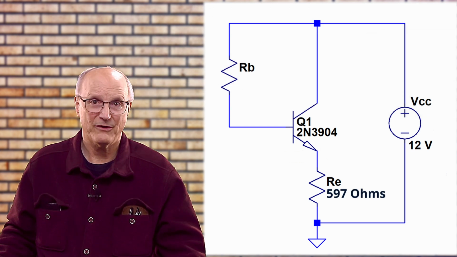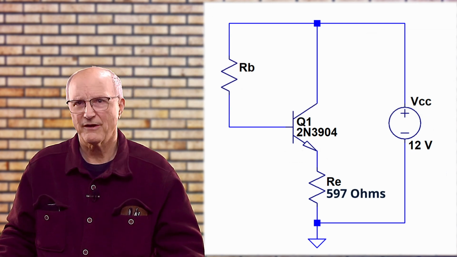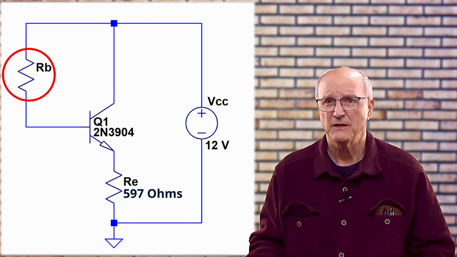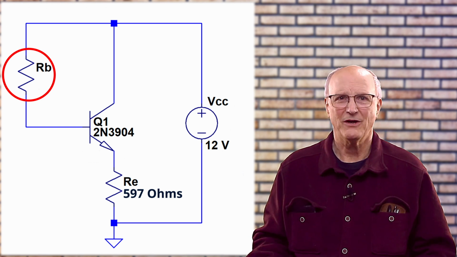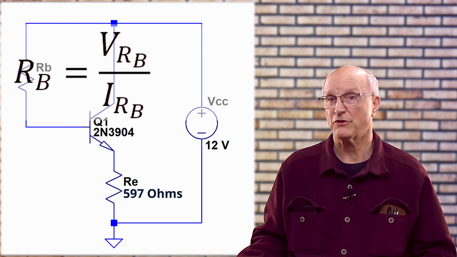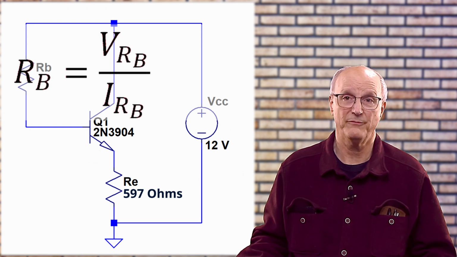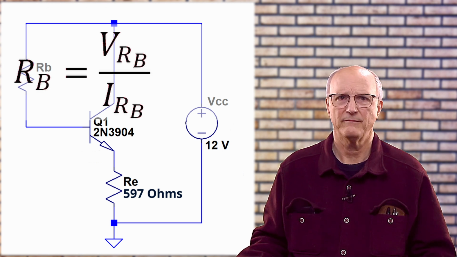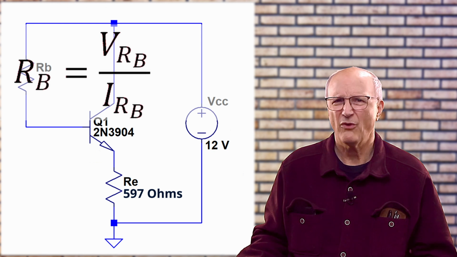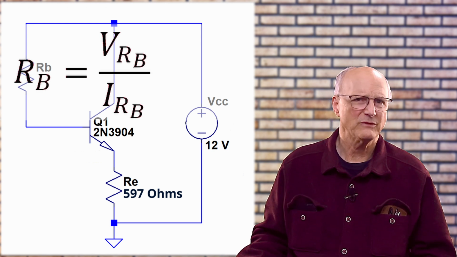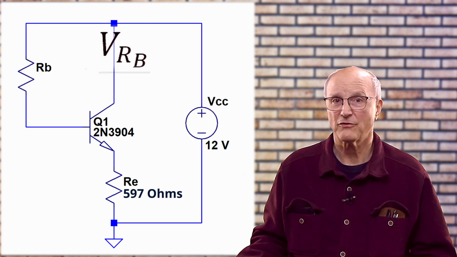Now that we know the emitter resistor value, let's turn our attention to the base circuit. Well, we want to calculate the value of the base resistor. So we break out Ohm's law, which tells us that the resistor value is equal to the voltage across the resistor, V sub RB, divided by the current through it, I sub RB. The problem is we don't know either the voltage or the current at this point. I will start by determining the voltage across it.